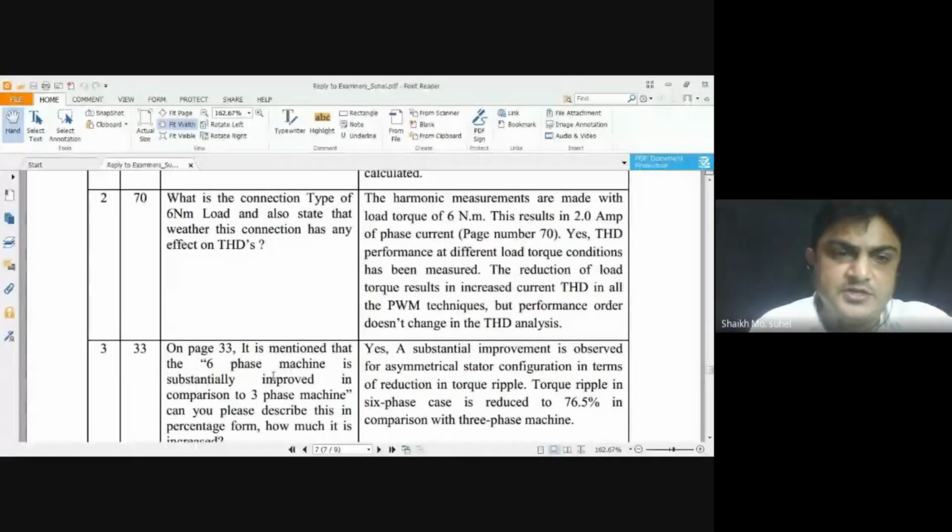The second question was: what is the connection type of the 6 Newton meter load, and does this connection have any effect on THD? Madam, this is a load torque that is applied, 6 Newton meter. We have also checked at different loading conditions, because when you change the loading condition, the effect on harmonics changes. When loading is reduced, harmonics are going to be increased.